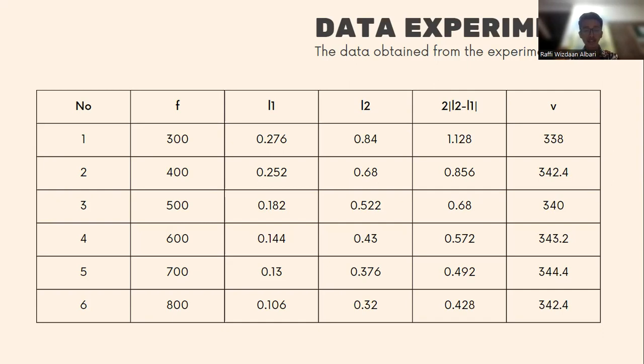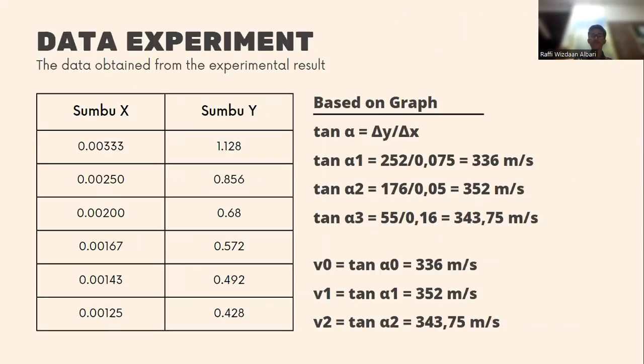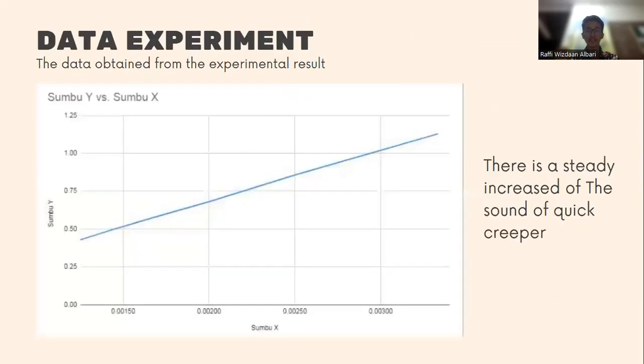As you can see at a frequency of 800 Hz, we have length 1 of 0.106 meters and length 2 of 0.32 meters, and the velocity of sound is 342.4 meters per second. Okay, the experiment data in X and Y is obtained.